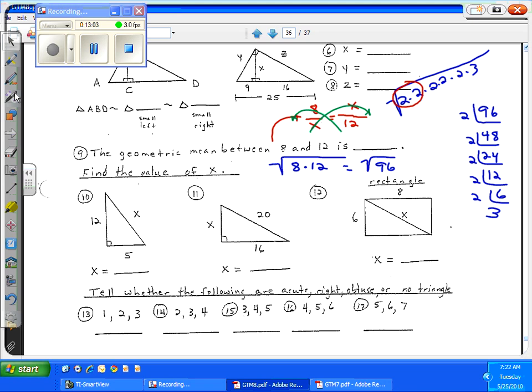We would circle pairs. We got a pair of 2's and another pair of 2's. We would rewrite our radical. From each set, you bring one out. So we bring out a 2 from the first set, and we bring out a 2 from the second set. What wasn't in a set goes back in. You multiply and get 4 square root 6.